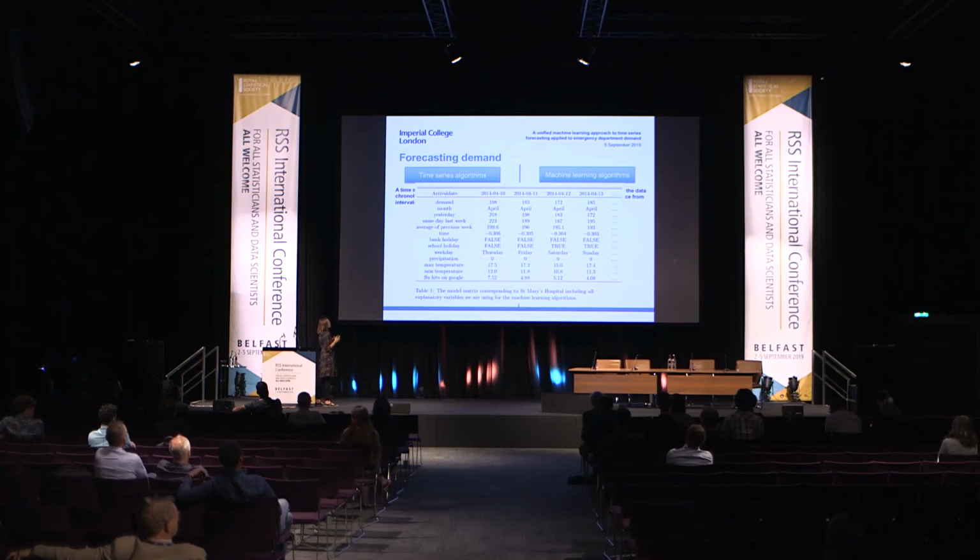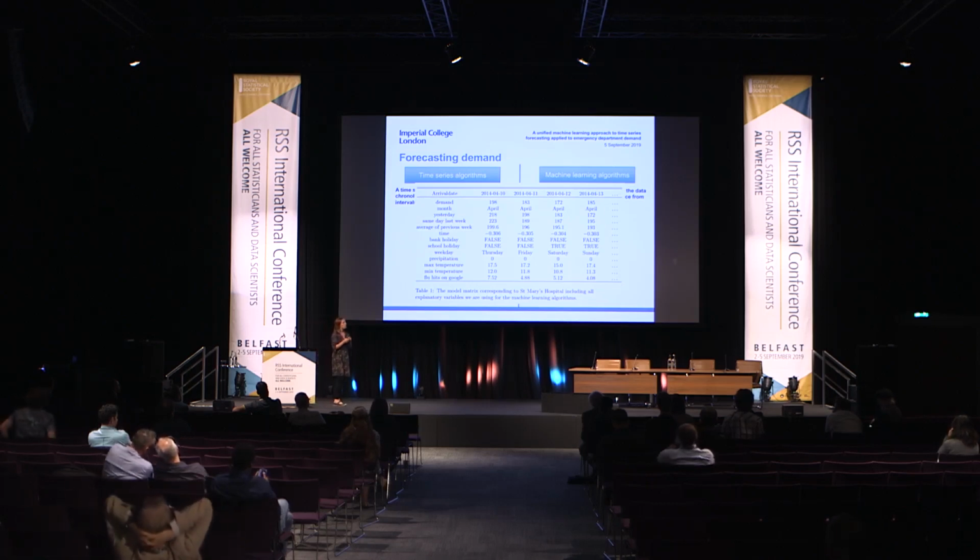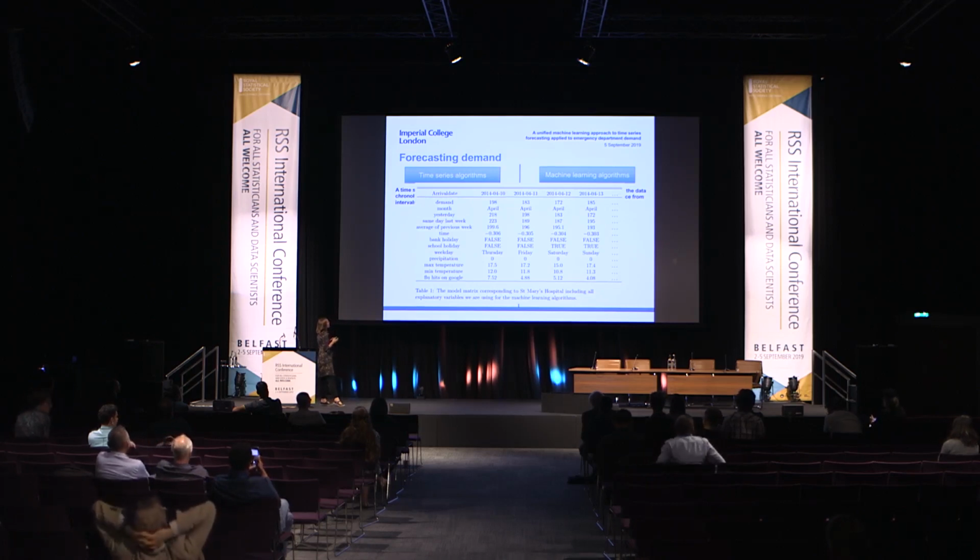Then there's the demand on the same day last week, the average demand of the previous week. Then there's a feature for time, which is just linear across our time series. There's bank holidays and school holidays, the weekday, and then there's some weather data which we've taken from weather stations around London, which are close by. So rainfall, maximum temperature, minimum temperature. And then as a last bit, we are also using flu hits on Google.